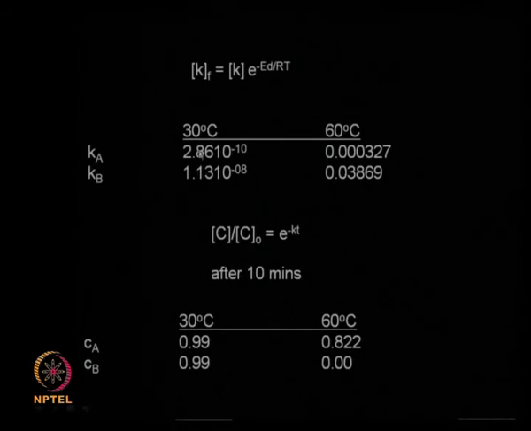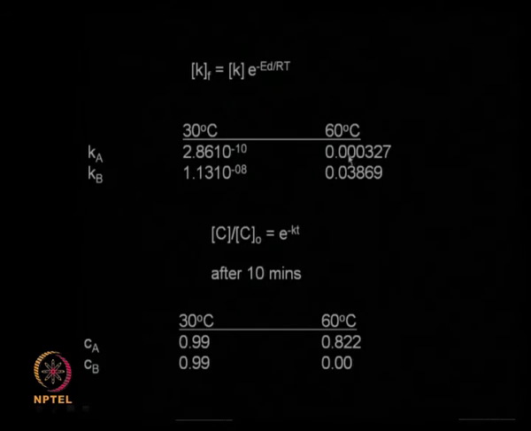And for lipase 2, if I want to calculate the concentration at 30 degrees, I will put this k value here and t will be 10, then I calculate C by C naught, and if I take C naught as 1 I will get C as 0.99. So you see at 30 degrees the deactivation is very little, so it is almost 1, and the concentration of lipase 1 and lipase 2 at 30 degrees is almost the same, understand.